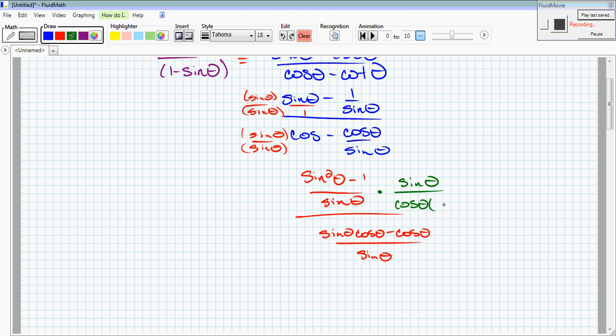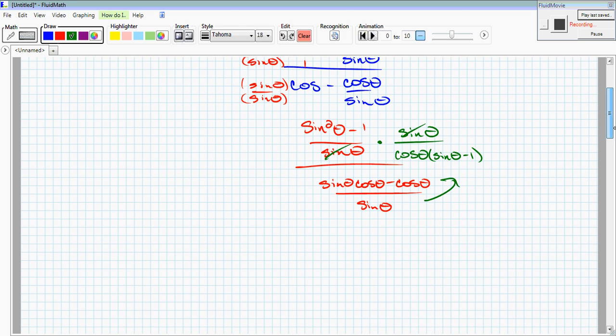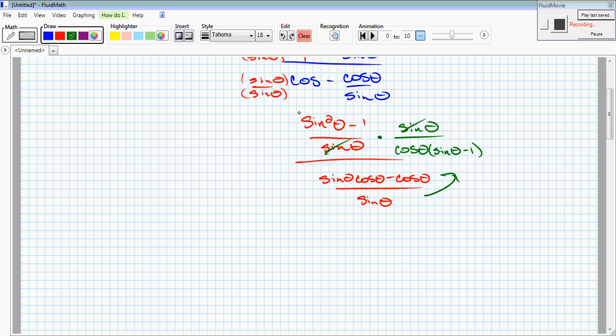Pull out a cosine theta. We're left with sine theta minus 1. So this cancels, and this cancels. Okay, this came up here. So now what we're dealing with is this. Now I'm going to pull out this negative 1, and the reason I'm going to pull out that negative 1 is because now we have 1 minus sine squared theta over cosine theta sine theta minus 1.